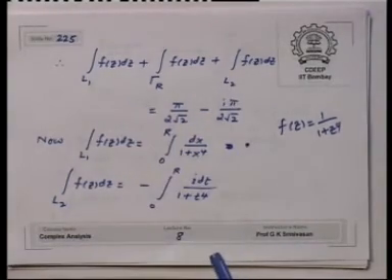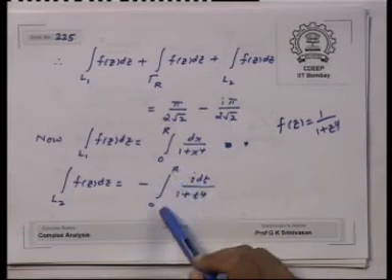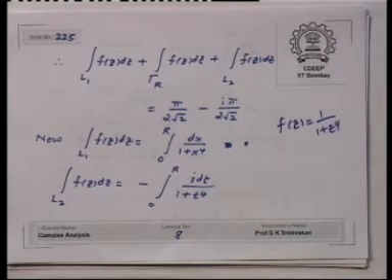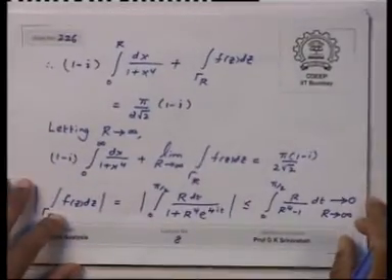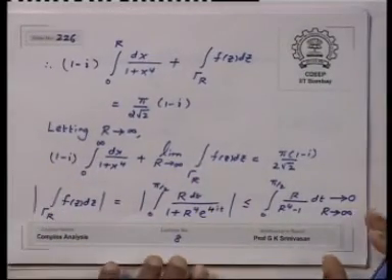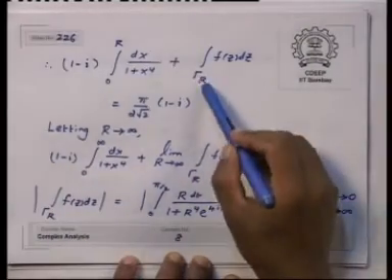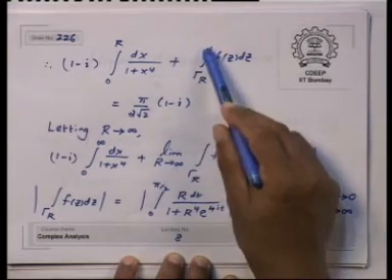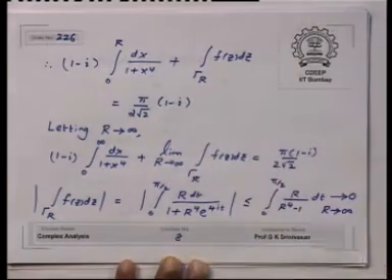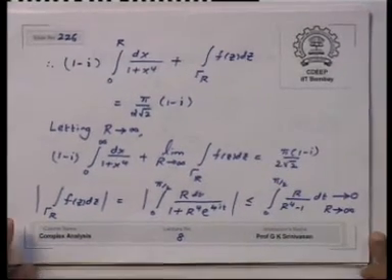I am going to get simply the integral from 0 to r of dx upon 1 plus x to the power 4, into 1 minus I. So, 1 minus I times the integral 0 to r dx upon 1 plus x to the power 4, plus the integral of f(z) dz over gamma r, equal to pi by 2 root 2 into 1 minus I, correct.